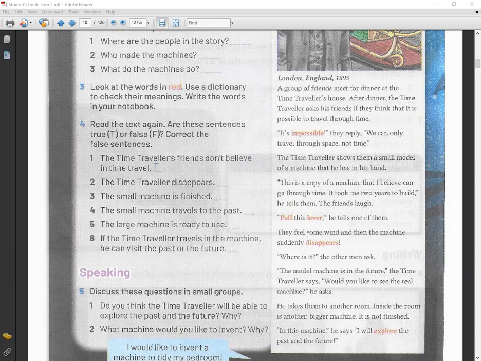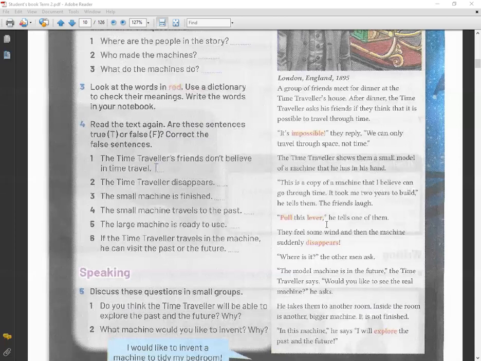Let's check the meanings of these words in red. Impossible means something that is difficult to happen. Pull means to use your hands to open or to carry something. It's the opposite of push. Lever, it's a metal handle that you can pull and push.